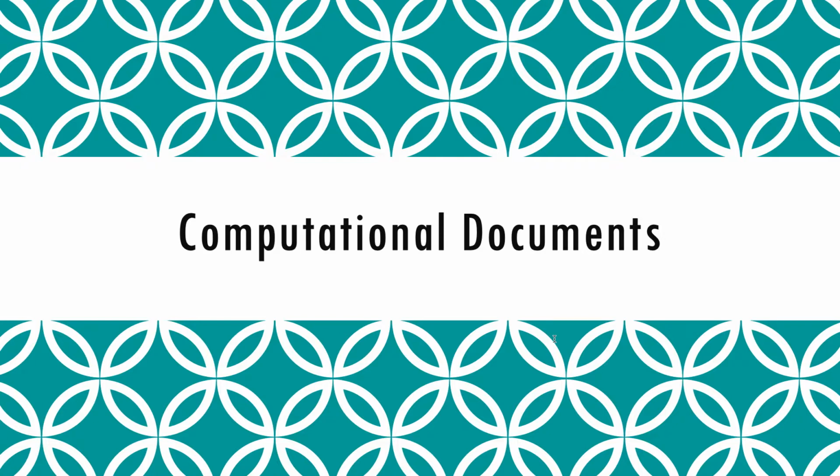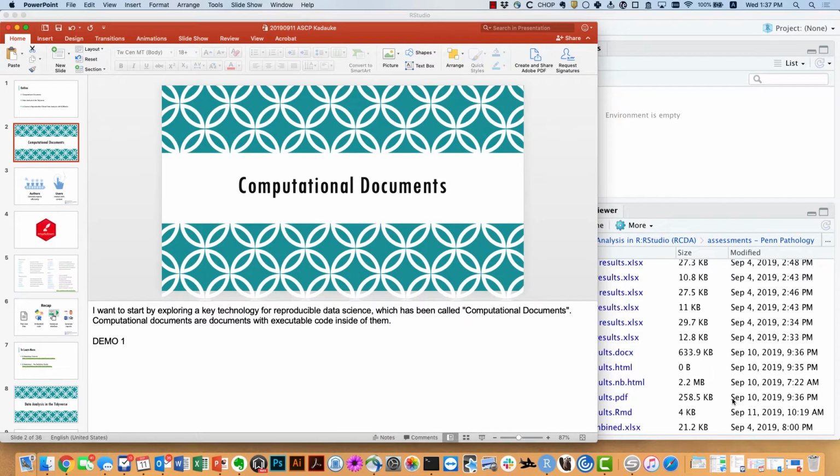So computational documents. Computational documents are a key technology for reproducible data science. And essentially, they are plain text files like the ones Amrom talked about that have both English narrative and executable code inside of them. And I'm just going to start with a little bit of a demo to show what it is that I'm talking about.